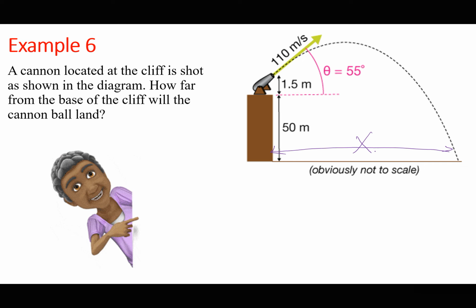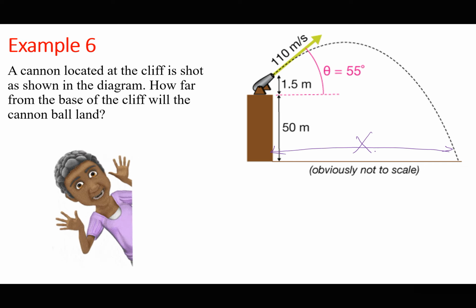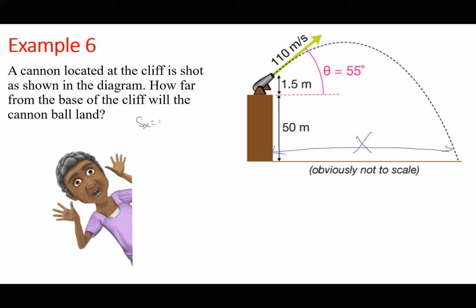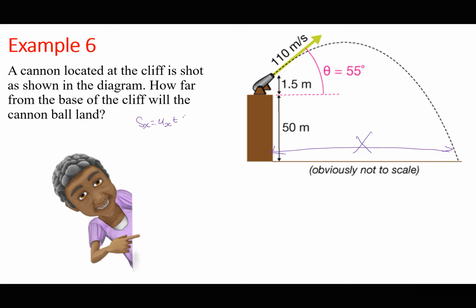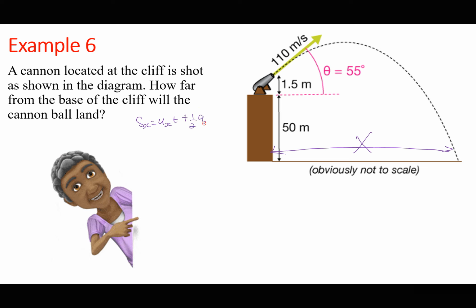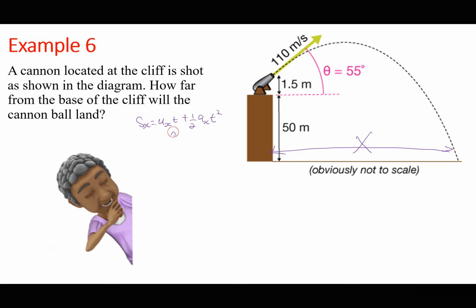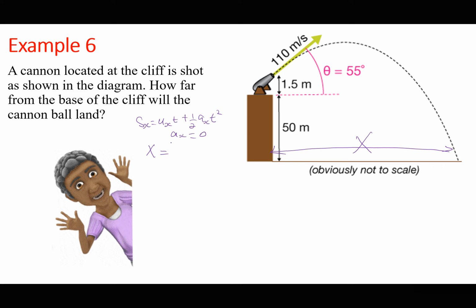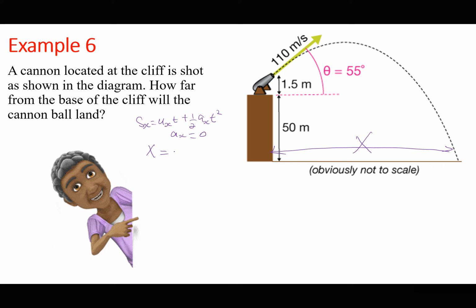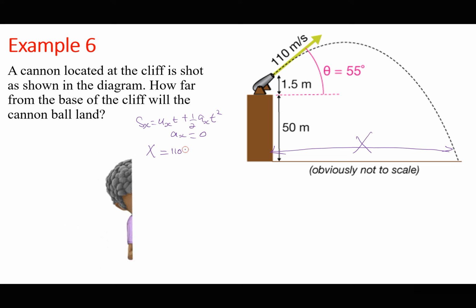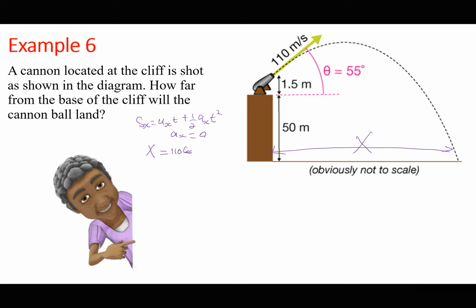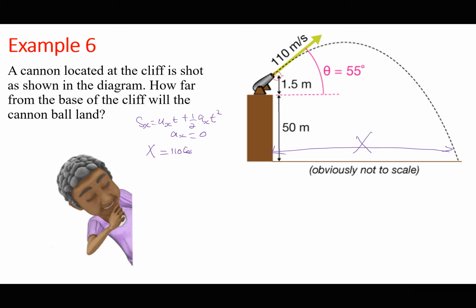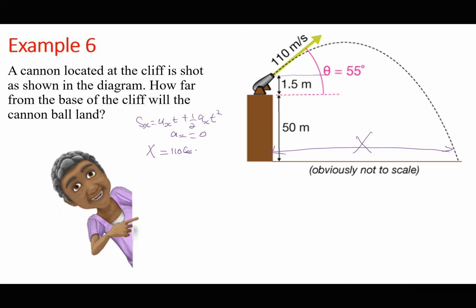So one, I can find the time for the whole journey. Because remember, if I consider horizontal motion, s in the horizontal is going to be initial velocity in the horizontal times t plus a half acceleration in the horizontal times t squared. But remember, acceleration in the horizontal is 0. So in the horizontal, Sx is capital X. Initial velocity in the horizontal, we resolve 110 to the horizontal, which will be 110 cos of 55, because still this remains horizontal. So 110 cos of 55.